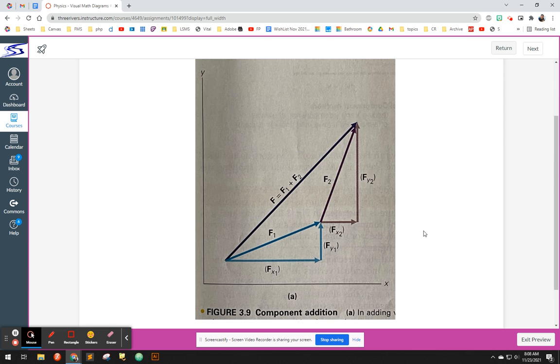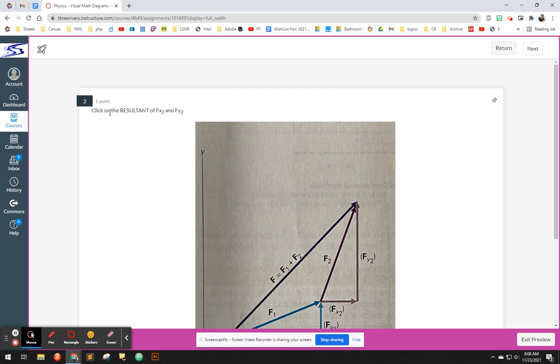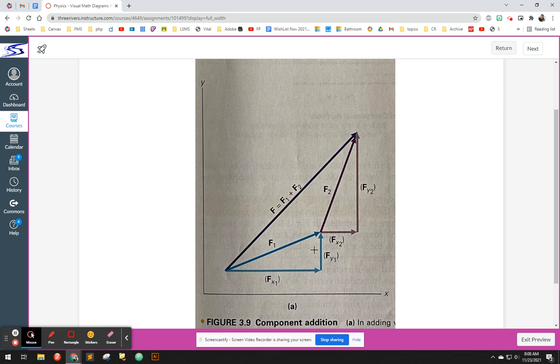Hit next. Okay, click on the resultant of x2 and y2. So x2, that'd be this one. Yeah, x2 and y2. The resultant of this and that would be this right here. That would be the result. Because if you think about it, if this was just talking about movement, if you moved this way, like in a video game, you went to the right so many squares and then you went up so many squares, the result would be as if you moved along this diagonal. So that is the rationale.